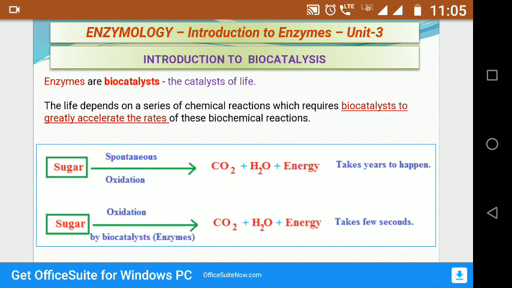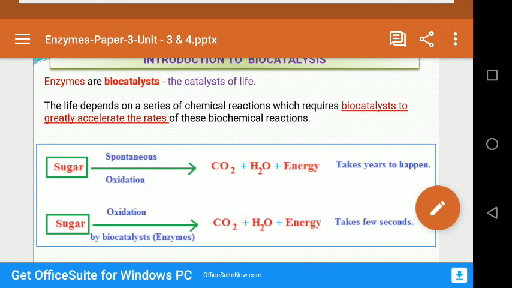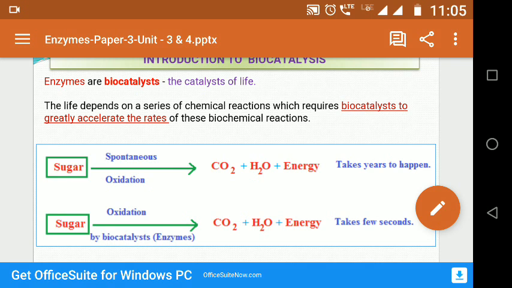It just accelerates the rate of the reaction, and it will not be changed permanently at the end of the reaction. So that is known as a catalyst. Generally we have this definition in chemistry. Here the biocatalyst is a catalyst which is present in biological systems or cells.